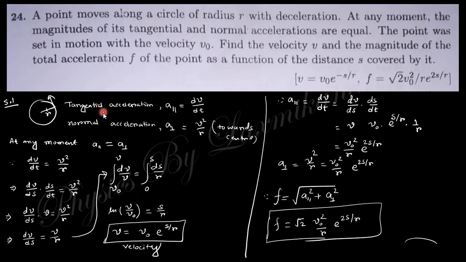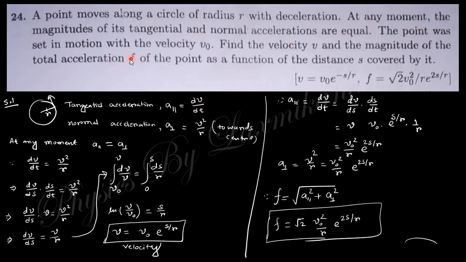Sorry. Next question says that a point moves along a circle of radius r with deceleration. At any moment, the magnitude of the tangential and normal acceleration are equal. So the tangential part and the normal part are equal at any moment.